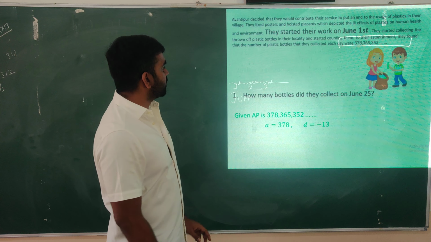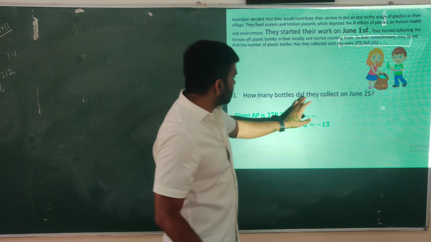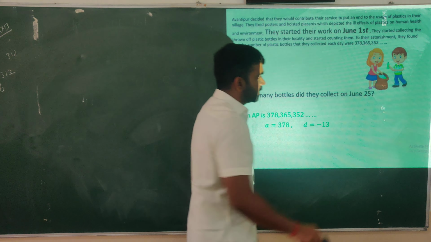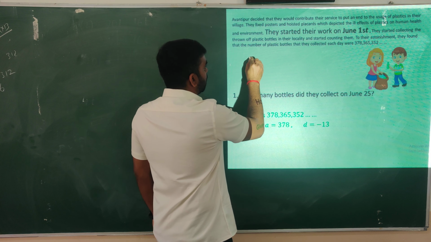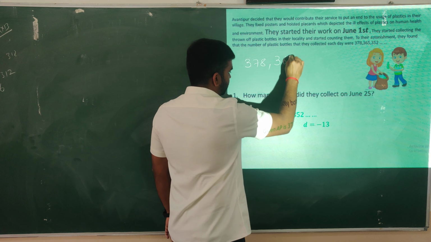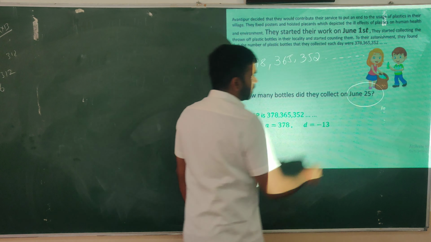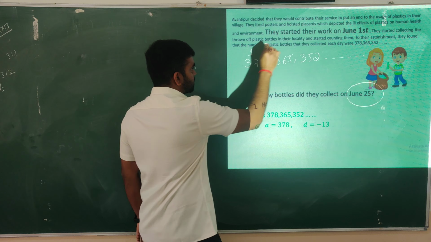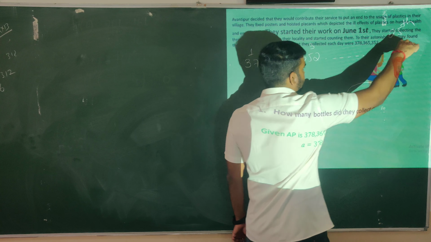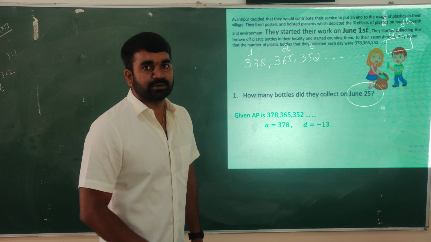In the first sub question, they have asked: how many bottles did they collect on June 25th? So here we have the AP 378, 365, 352 and so on. This is our first day, this is our second day, this is our third day, and on the 25th day we have to find how many bottles they are going to collect.